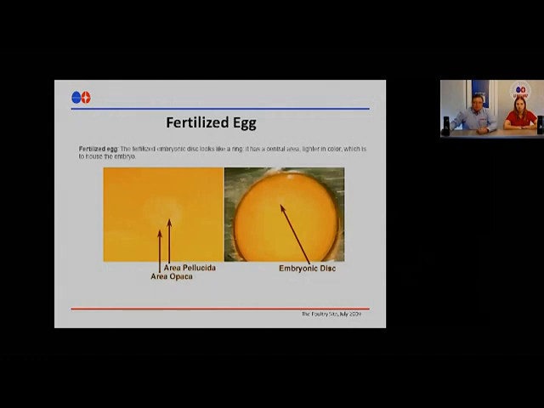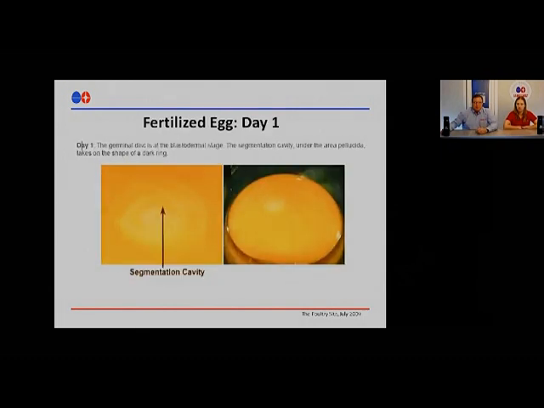fertilized egg, again, we looked at this a little bit earlier. We can see the embryonic disc or germinal disc and the area pellucida or opaca where the embryo is beginning to grow. Day 1, a little bit closer, we can look at that donut shape we're talking about, and the picture on the right is a little bit more pronounced, so we're having a little bit more development. That's what we're looking for. We're trying to determine if we had a fertile egg.